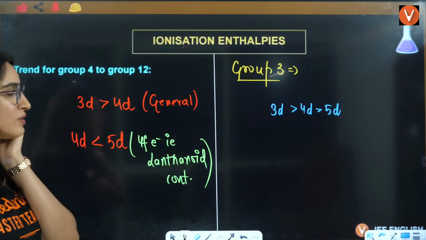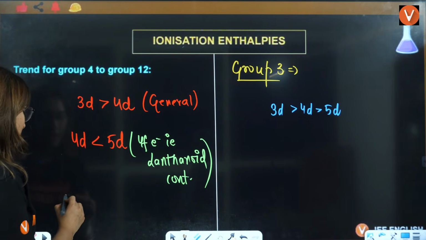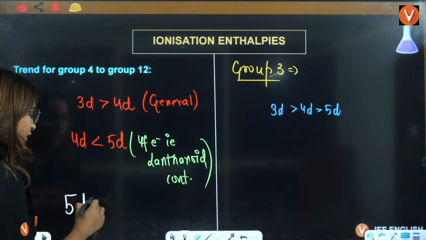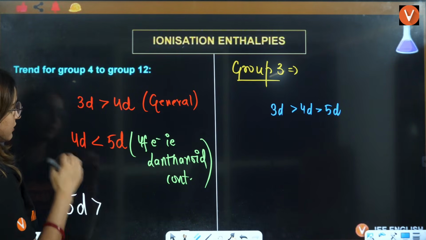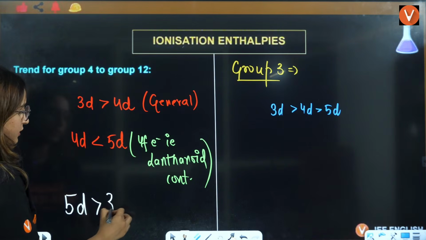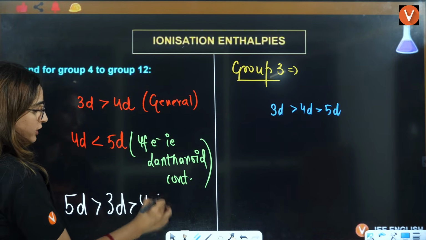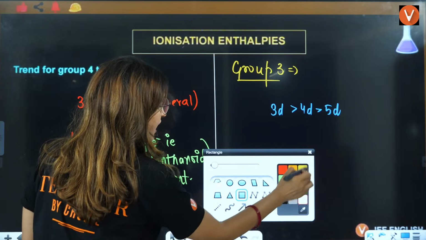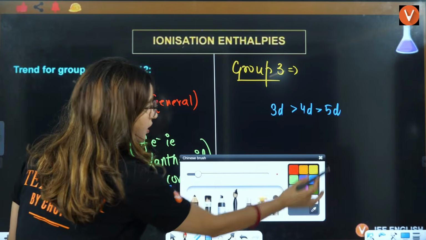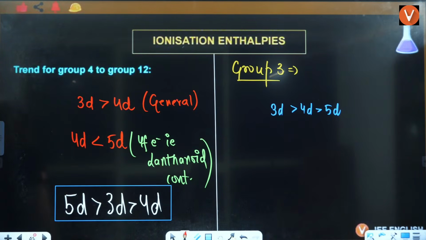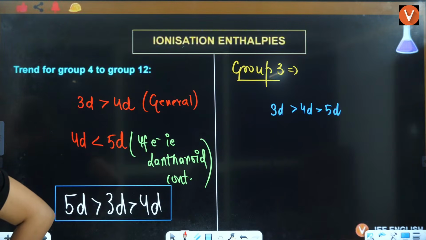Now, this lanthanoid contraction has decreased the size to that extent that 5D has the maximum, then you have 4D, then you have 3D, then you have 4D. This is the weird ionization enthalpy trend that you have, because of lanthanoid contraction.